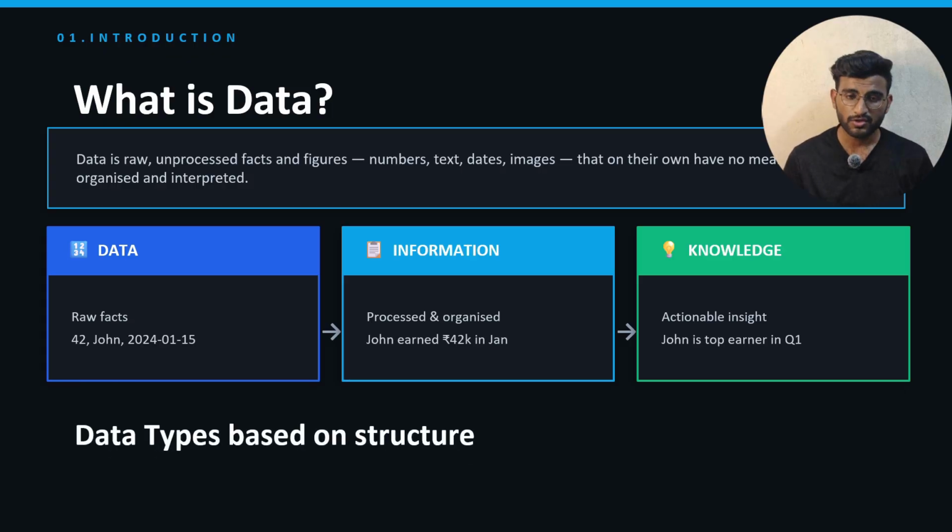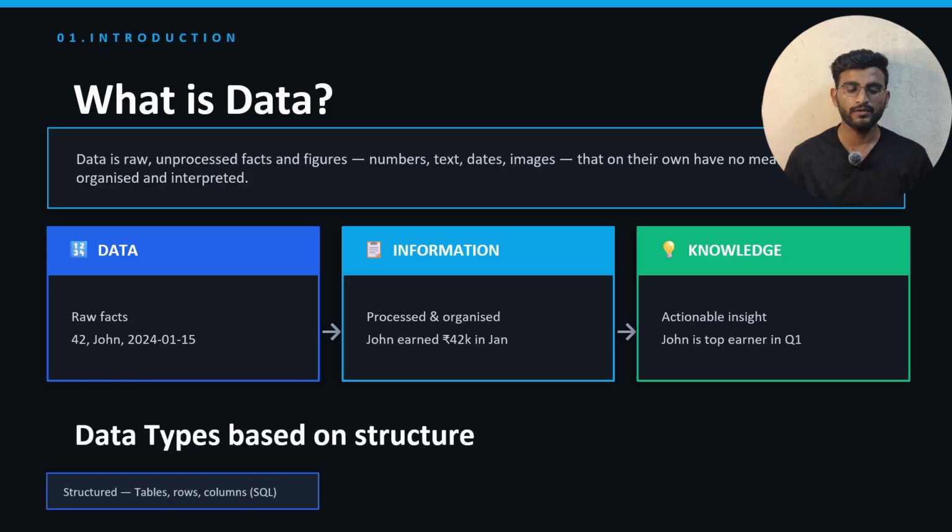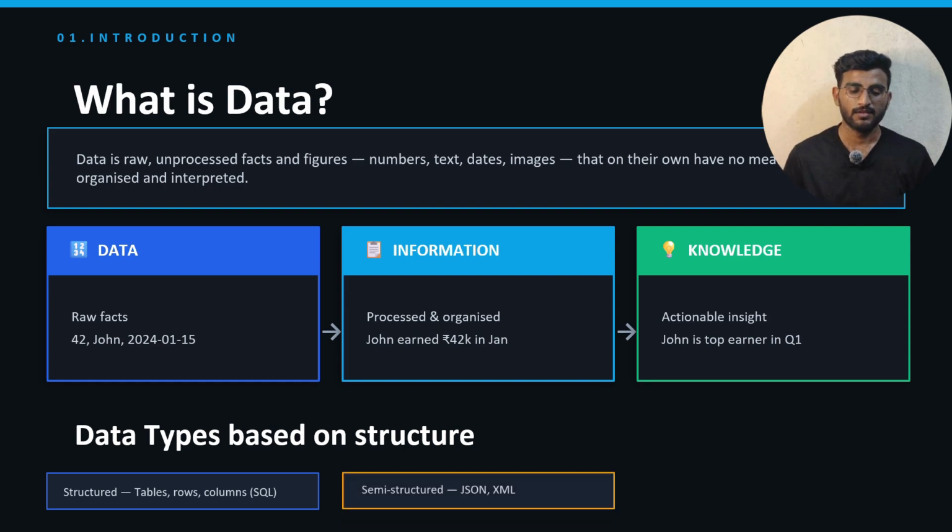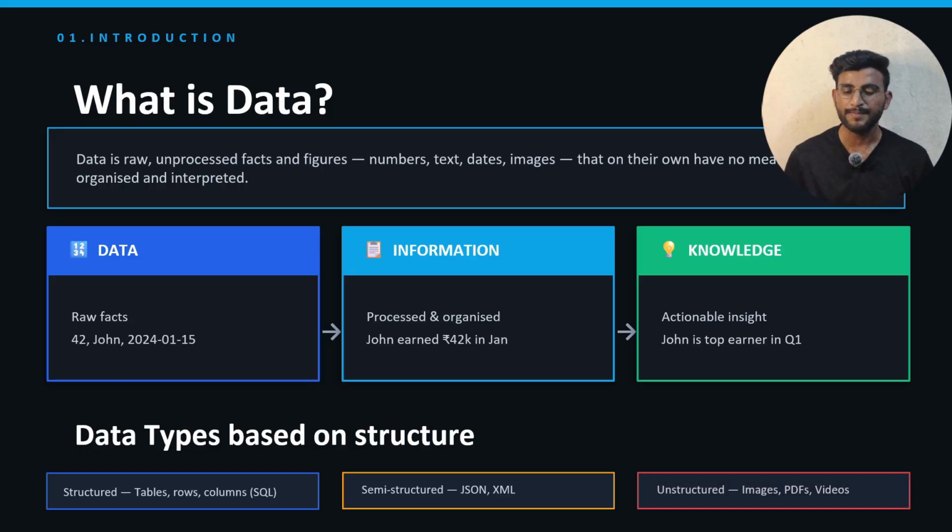Now, in data, based on structure, we have three types. One, structured data. It's actually tables, rows and columns. There are some relations between these tables. This is called structured data. The second one is semi-structured data. These are mostly JSON files, XML files. There will be relations, but not as strong as in relational data. The third one is unstructured data. Mostly all the images, PDFs, videos, all fall under this unstructured category.